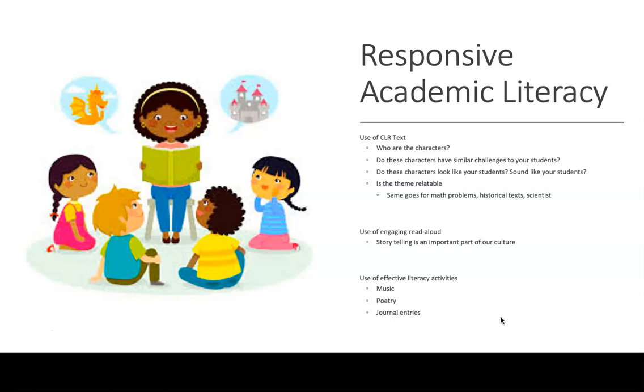Also, consider using different types of literacy activities. So, particularly if you're teaching ELA, you can incorporate things like music and poetry and journal entries for your students to really get into the text. And you can also have students make music videos about other things like scientific concepts or historical events that have occurred during a certain time. Those can all be really helpful ways to make your class a lot more culturally responsive.